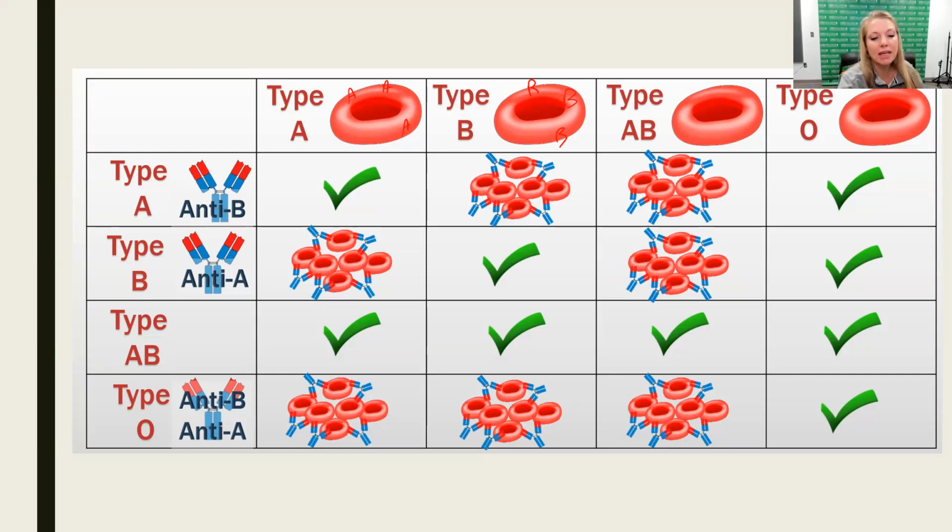Now, type AB individuals, because they have both A and B antigens on their surface, are really only able to donate to other AB individuals. They're very limited in who they can donate to, whereas type O individuals are called the universal donor because they can donate to any of the blood groups because they don't have A or B on their surface.